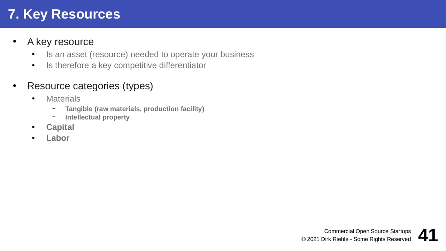By category, resources are materials. So that's how economists define as materials, capital and labor. Of materials, there could be tangible things like raw materials. Do you have access to the special earths that some companies are hogging? Do you have access to production capabilities? And also the intellectual property, source code, patents, even trademarks. So that would be materials.